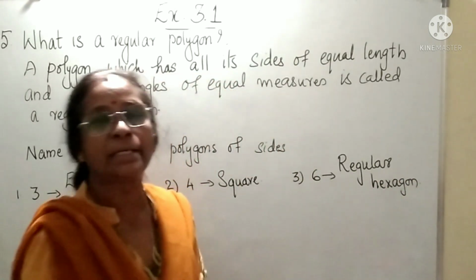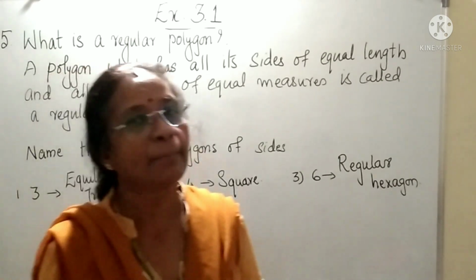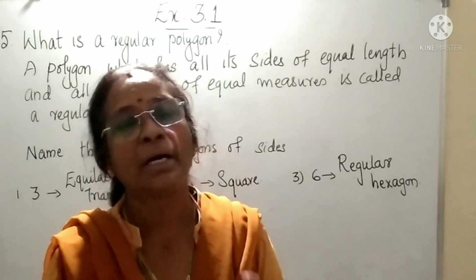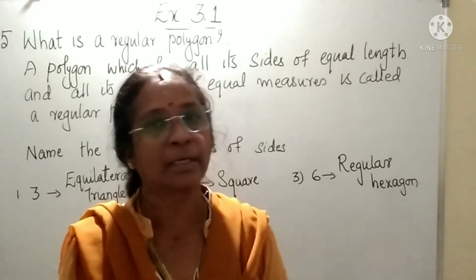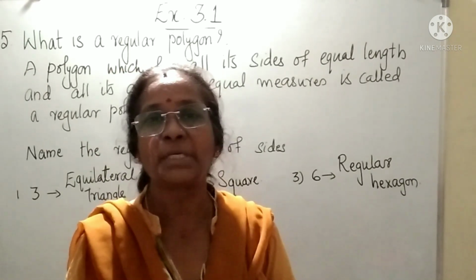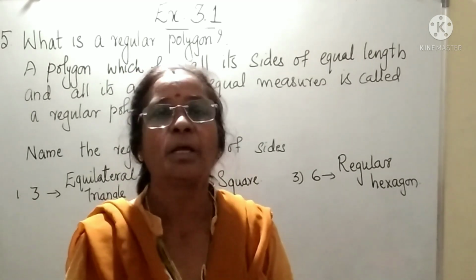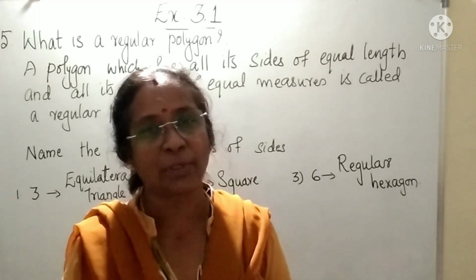If it is five sides, then it is called a regular pentagon. And if it is of 10 sides, then it is called a regular decagon. For all those, we just add a word regular. Regular means all the sides are equal, all the angles are equal.